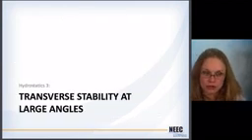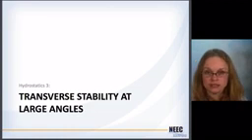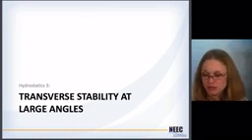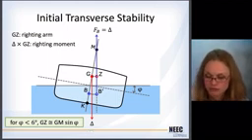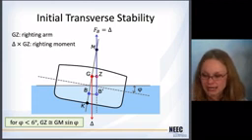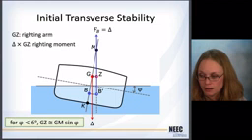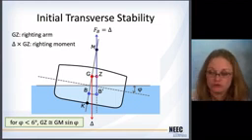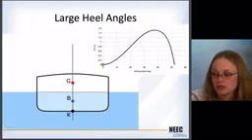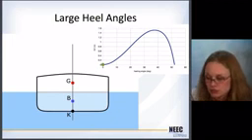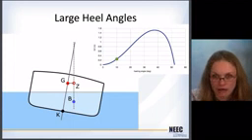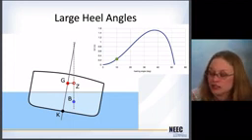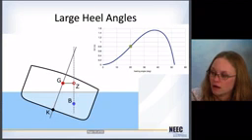For large angles, the equation GZ approximately equal to GM times the sine of phi no longer holds. You have to do something different. This was the initial transverse stability. For large angles, anything above six degrees of heel, this approximation won't hold, so you have to do a full calculation. Your hydrostatics program will do this. It will take your ship, rotate it, calculate all the hydrostatic properties again, and calculate GZ for you. Then you can plot it all along this line.